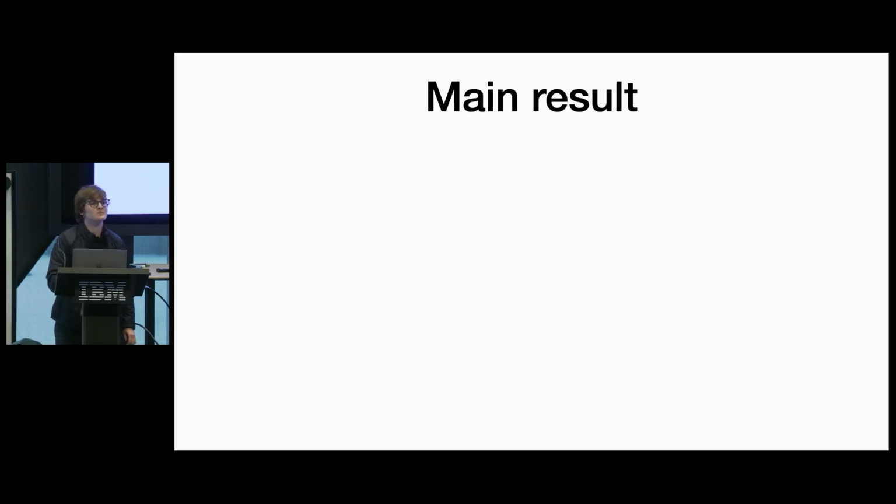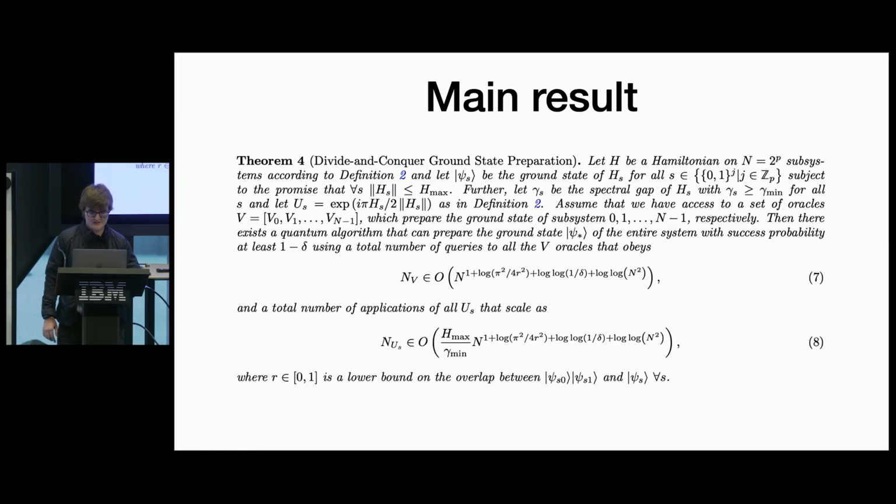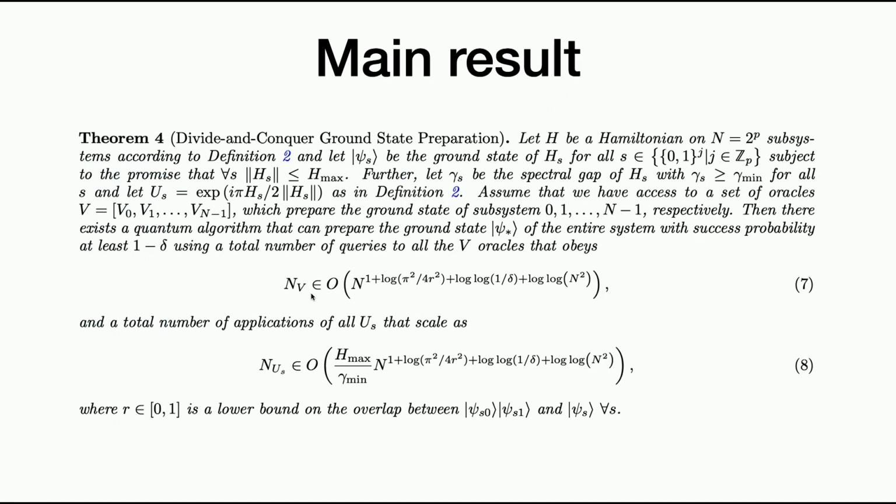Okay. Now for the main result. This is a lot of text, but the key point is if we just look at the query complexity. This is the query complexity for the V oracles, which are again the oracles that prepare the ground states of the leaf nodes. We can see that it scales like n, and then there's a bunch of stuff in the exponent. Notably, there's this R parameter again, which lower bounds the overlap between the ground state in adjacent layers. And depending on how R scales, this whole expression can be quasi-polynomial in n.